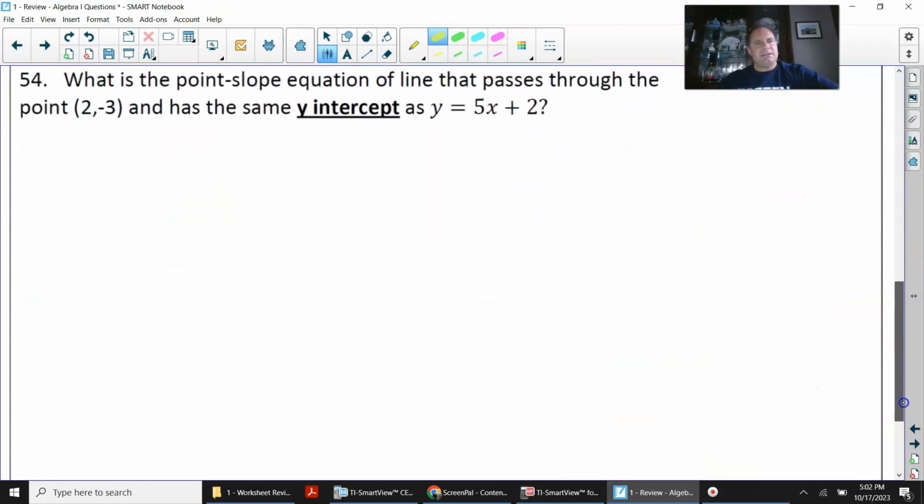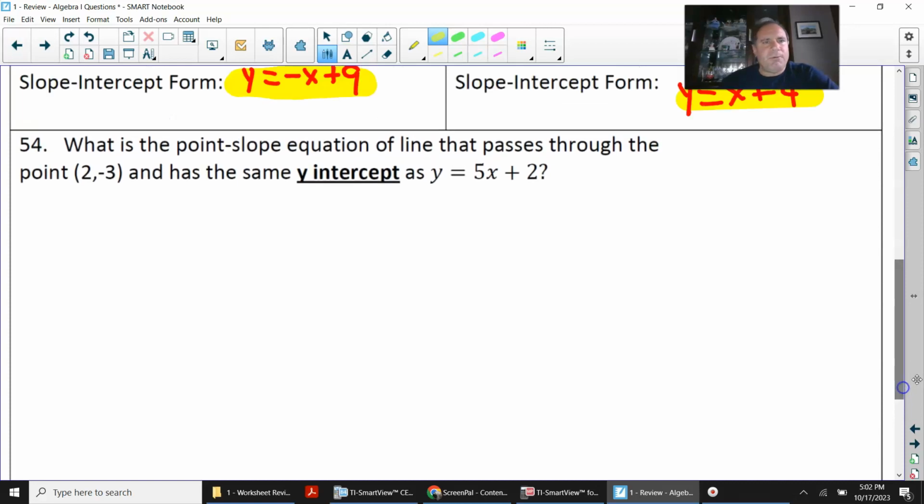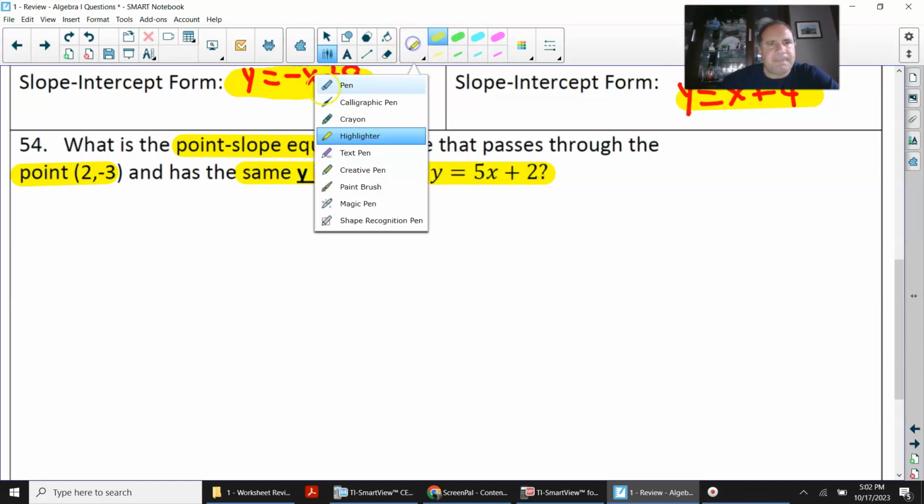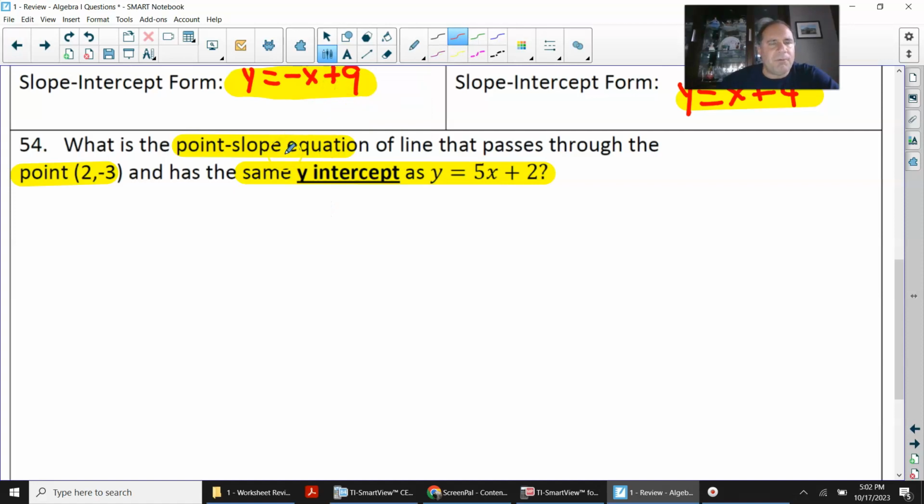So this is the last question. What is the point slope equation for the line that passes through this point right here and has the same y-intercept as this one? All right, so we're looking for the point slope equation. The point slope equation is y minus y1 equals m times x minus x1. That's the equation we're looking for.